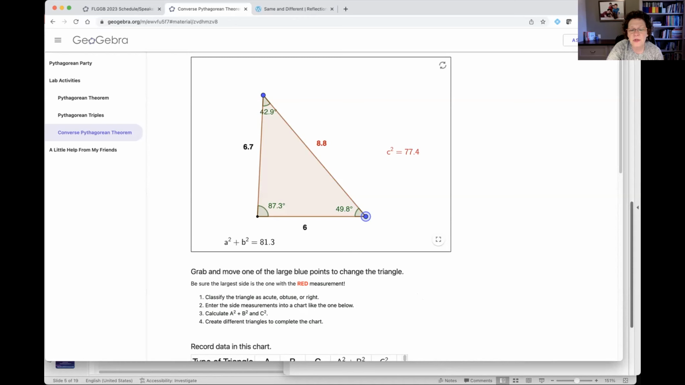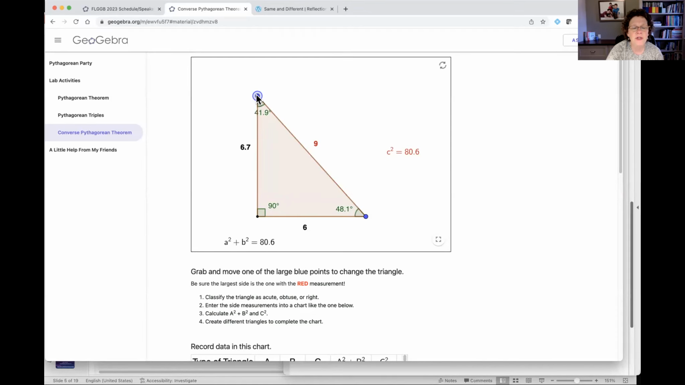When I've had students talk about the converse of the Pythagorean theorem, I talk about it as it's really two things. One thing is the converse of the statement that if a triangle is a right triangle, then a squared plus b squared equals c squared. So we turn that around and we say, if a squared plus b squared equals c squared, then the triangle is a right triangle. Here we go. There's an example of that.